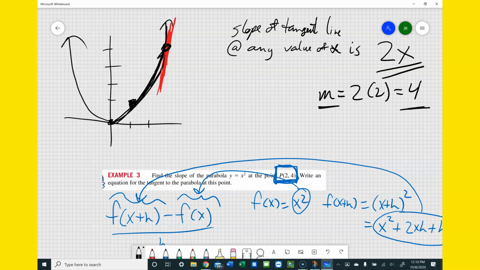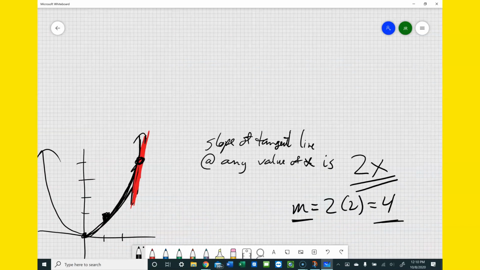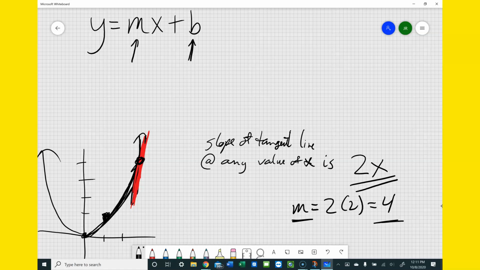I've now answered the first part of the question. The second part of the question says, write an equation for the tangent. In other words, I've got to figure out the equation for this tangent line right here. Whatever that tangent line is, I've got to find its equation. What's the equation of a line? y equals mx plus b. What do I need to know to find it? I need to know m and I need to know b. I do know m, don't I? m is 4, but I don't know b. But we're going to be able to find it using the information that we already have.